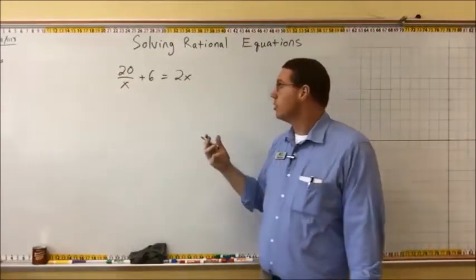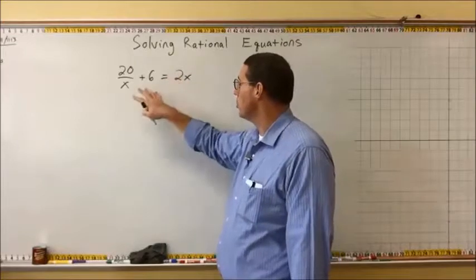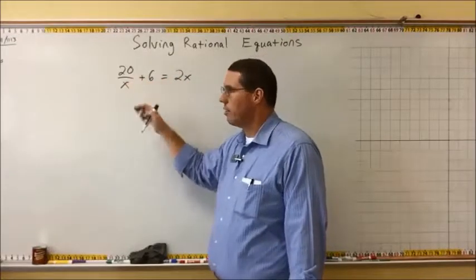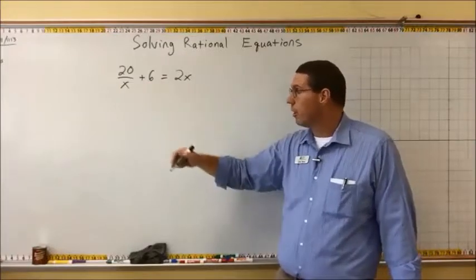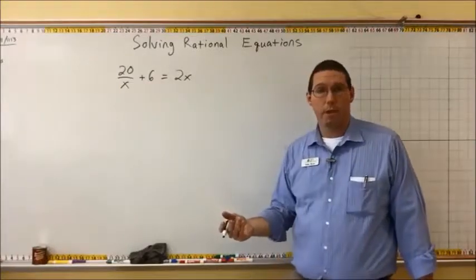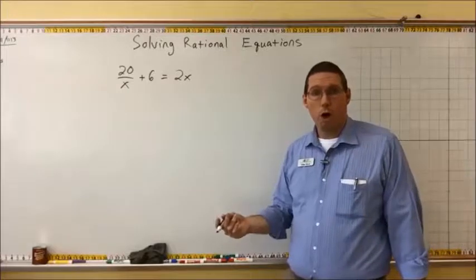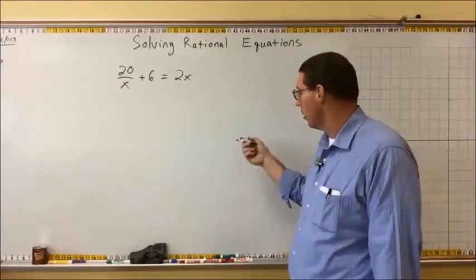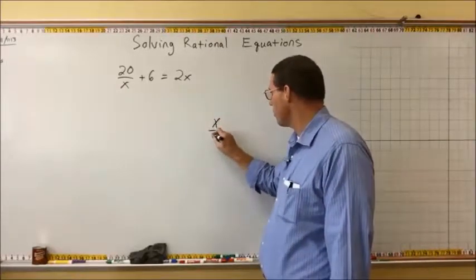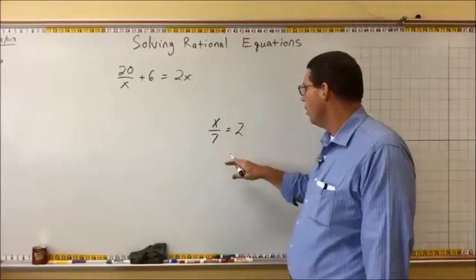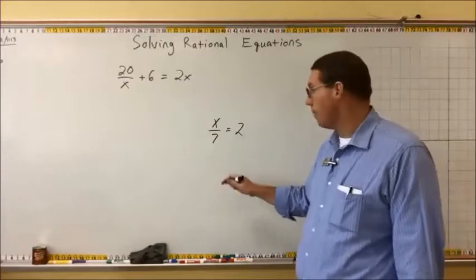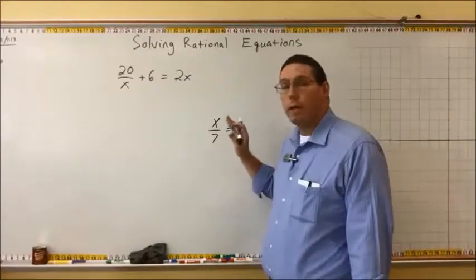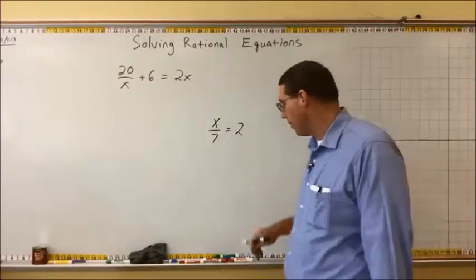Now, in order to approach a rational equation, at least one that's mostly polynomial or all polynomial except for the rational part, you basically just want to cancel the denominator. If you recall, the way you cancel a denominator in an equation, if you had x over 7 equals 2, is by multiplying by the denominator on both sides, or multiply every term by the denominator.